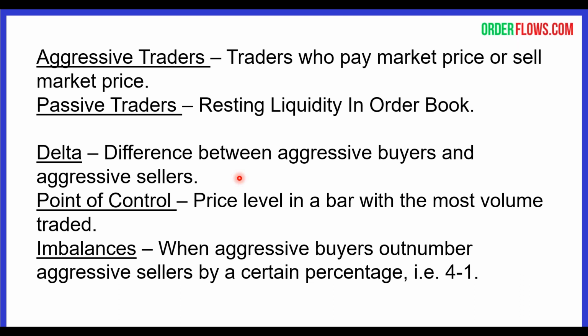I mean, they're passive. You don't necessarily think of them taking control, but really what you see is them absorbing, right? The passive traders will absorb. And the difference is aggressive traders are the ones who pay market price or sell at the market. Okay, that's why they're aggressive, right? And passive traders are the orders that are sitting in the order book that the aggressive traders trade against.